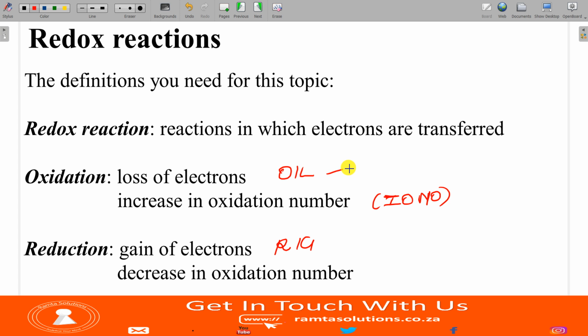So maybe let me write it here. Oxidation is loss.